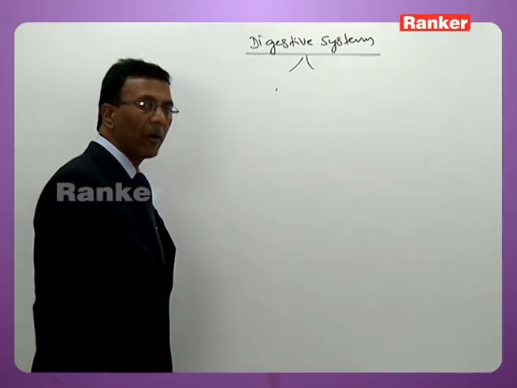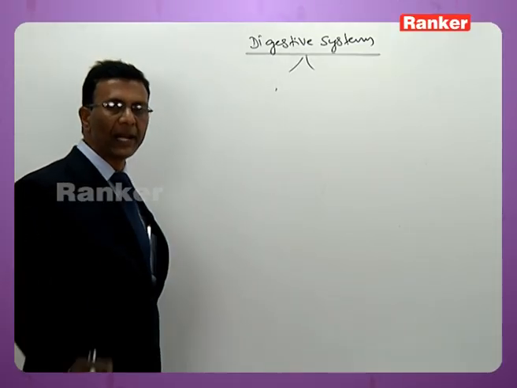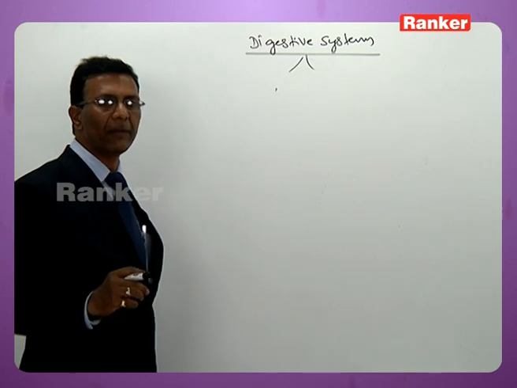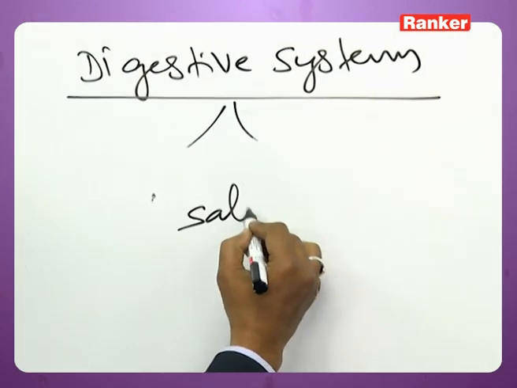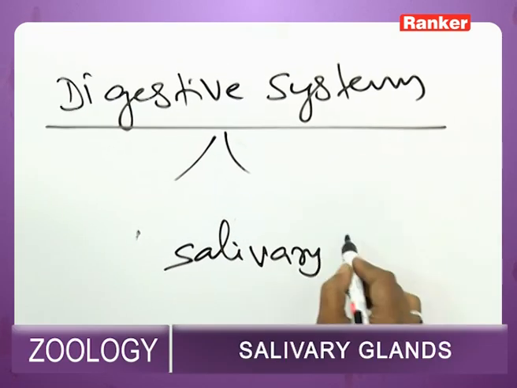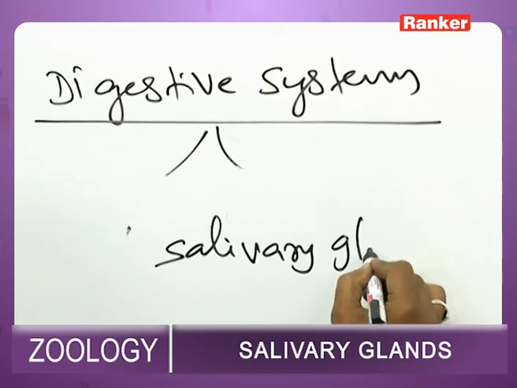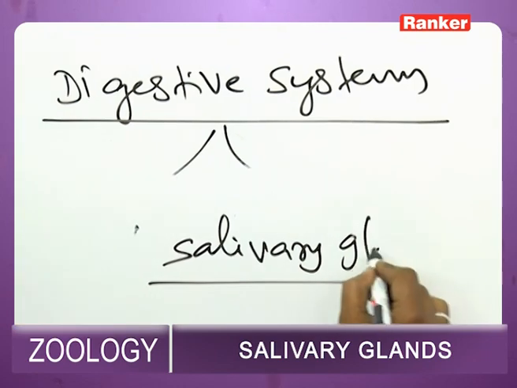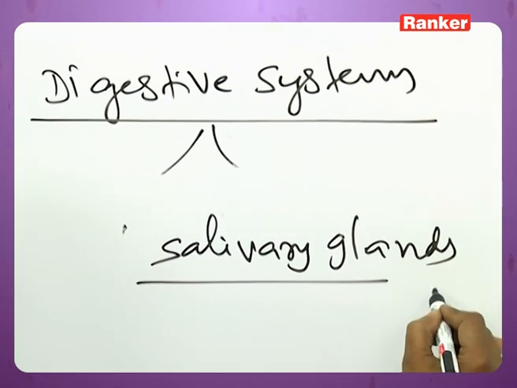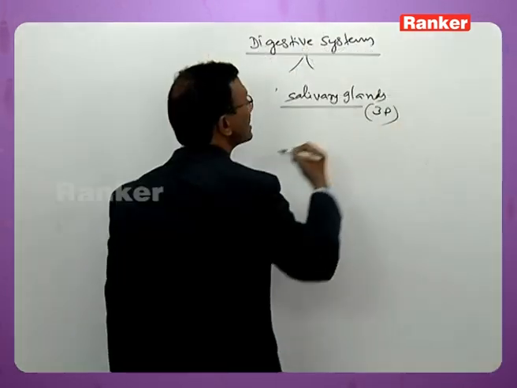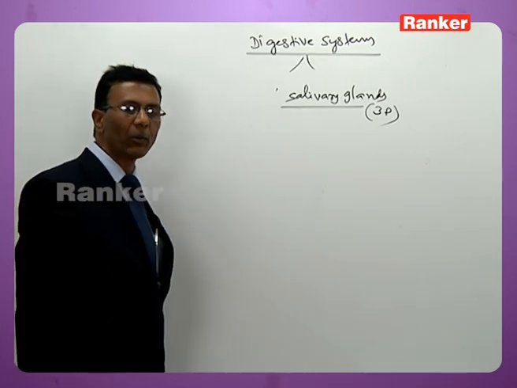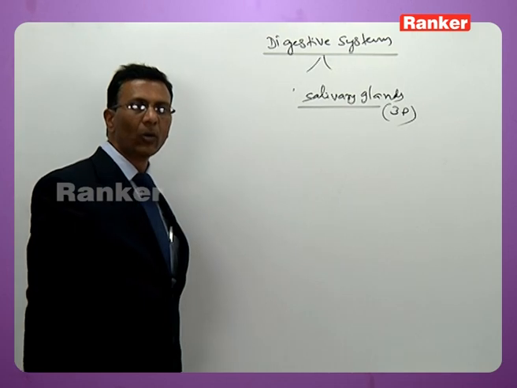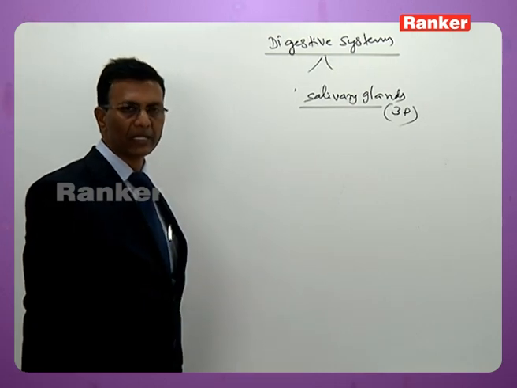Now next we will talk about the salivary glands. Salivary glands are also a part and parcel of the buccal cavity. Human beings have 3 pairs of salivary glands. All other mammals have 4 pairs, whereas in the human body only 3 pairs of salivary glands are present.